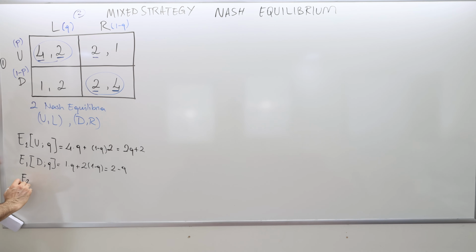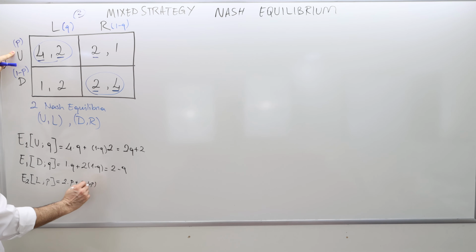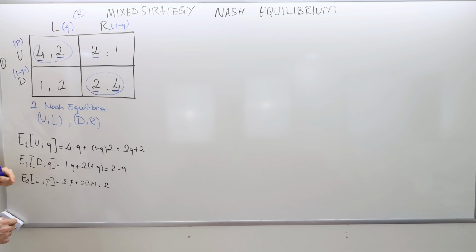Well, let's also calculate the expected payoffs of player 2. So given that this first guy is playing U with P probability, what is the expected payoff of player 2 if he happens to play left? So he's going to get either 2 or 2. So regardless of P, it is 2, right? I mean, 2 times P plus 2 times 1 minus P, regardless of the value of P, is just 2, okay?